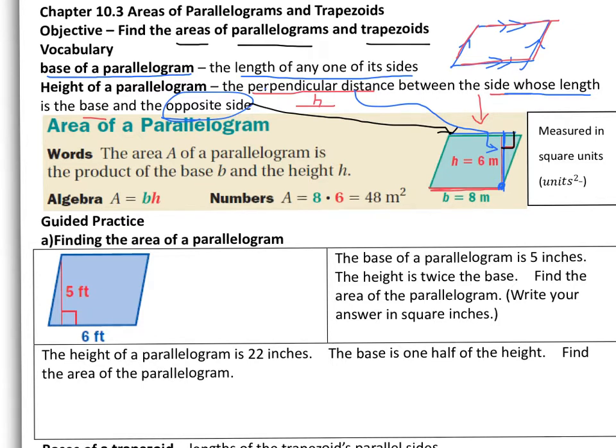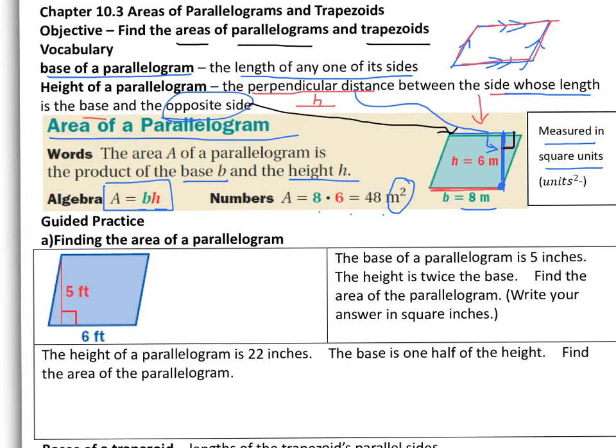So in algebraic terms, the formula for the area of a parallelogram would just be area equals base times height. B for base, H for height. So if I let the base be 8 meters and the height be 6 meters, then I would simply take 8 and multiply by 6 to get 48, and I would have to write meter squared because all areas are measured in square units.